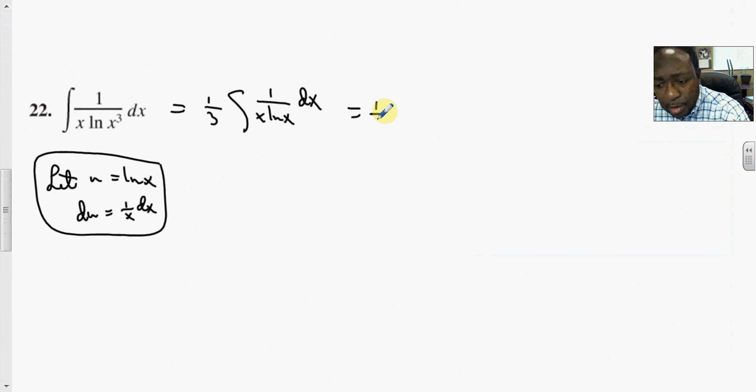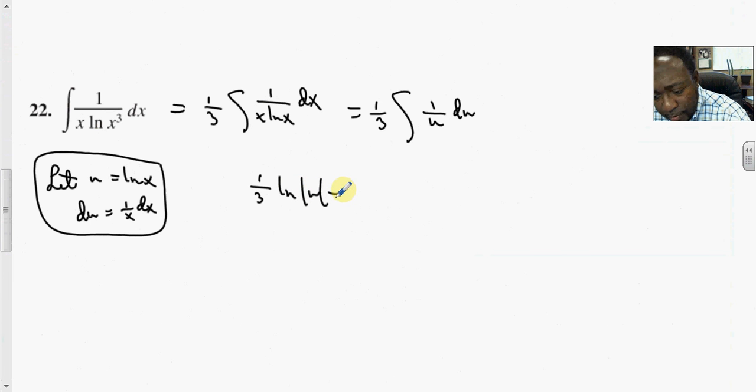So this is 1/3 times the integral. Here, u is the natural log of x, and du is 1 over x dx, so I have 1 over u du. The 1/3 is just there from this 3 here. We just brought it down, put it in front of the natural log, which, according to the associative property of multiplication, is the same as putting the 3 in front of the x times the natural log. So here we have 1/3 times the natural log of the absolute value of u plus c.